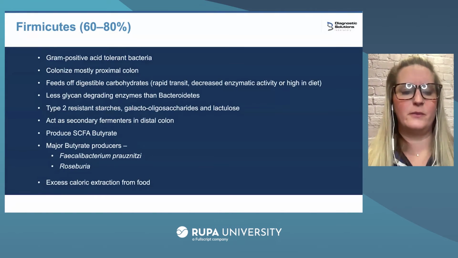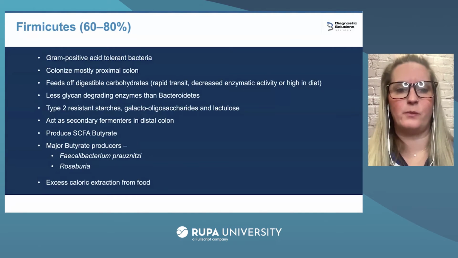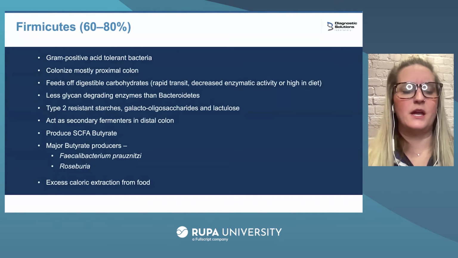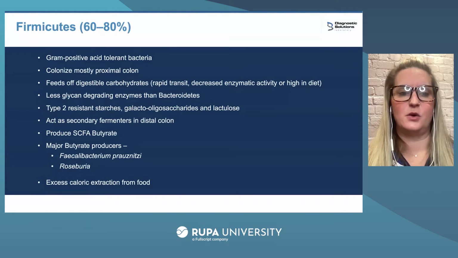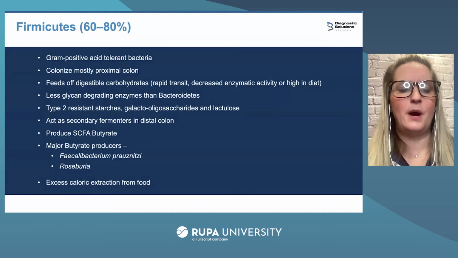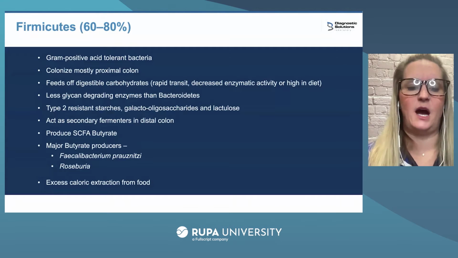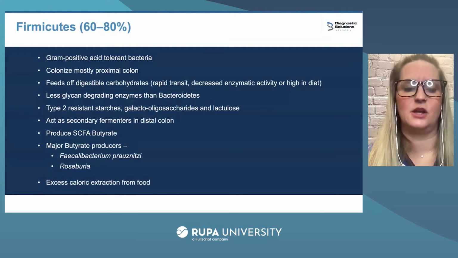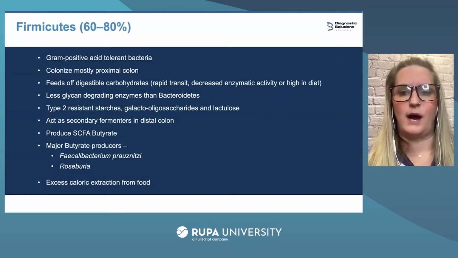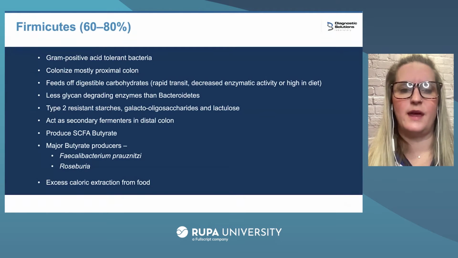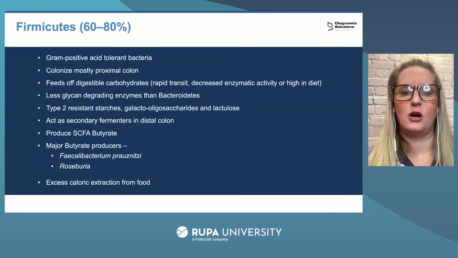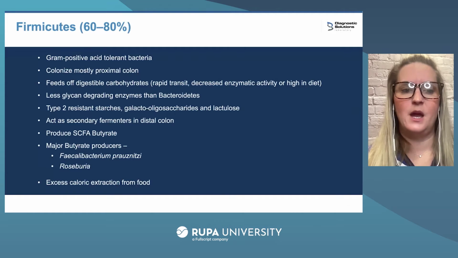And just monitoring those levels in the phyla. So the Firmicutes are gram-positive. They are acid-tolerant bacteria, found more in the proximal colon. They play a key role in carbohydrate fermentation and energy production. So they are super important when it comes to carbohydrate fermentation. They primarily feed on digestible carbohydrate, especially when dietary intake is very high, enzymatic activity is low, and the gut transit is rapid. So we want to make sure that specific carbohydrates are consumed during this time.